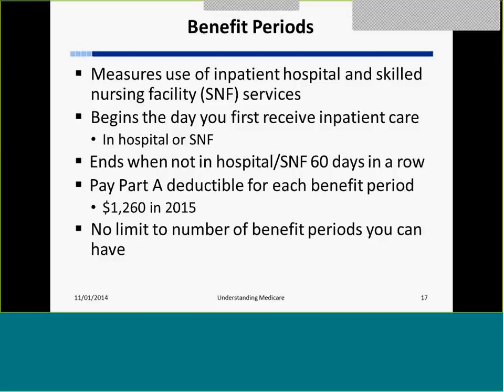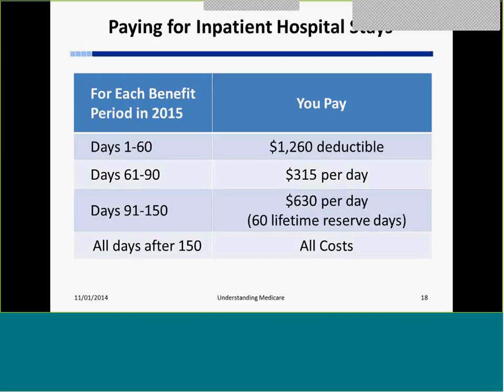If I'm discharged from the hospital on day 6, and 4 days later, I'm admitted to the hospital, because there's less than 60 days separating the readmission, Medicare considers that readmission a continuation of the first, and I'm not charged, whereas my Medicare supplement, if I have one, may charge another $1,260 deductible. However, if I'm in the hospital for 6 days, I go home on the 7th, and then 61 days later I'm readmitted to the hospital, there is a new benefit period, and I pay a $1,260 deductible. There is no limit to the number of benefit periods a person can have.